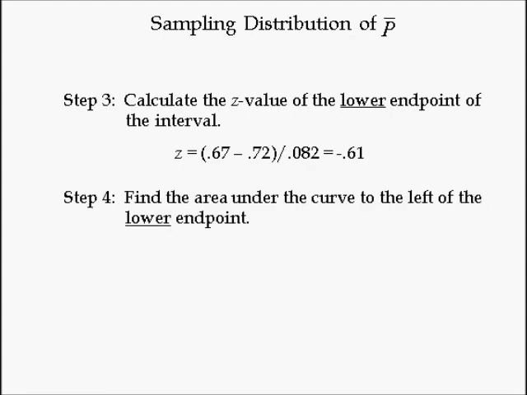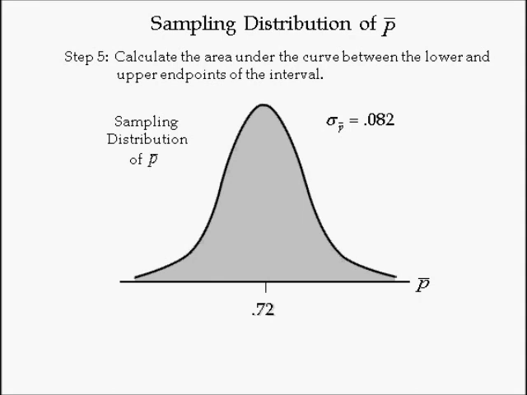In step 4, we find the area under the curve to the left of the lower endpoint, 0.67. Because the probability that z is greater than 0.61 is 0.2709, by symmetry, the probability that z is less than negative 0.61 is 0.2709. Because 0.67 is 0.61 standard deviations below the population proportion, the probability the sample proportion is less than 0.67 is equal to 0.2709.